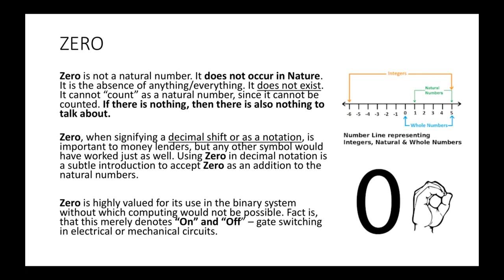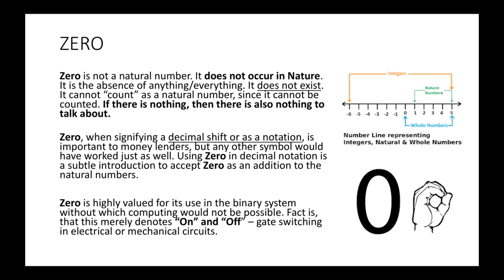So zero is not a natural number. It does not occur in nature anywhere, and basically it's the absence of anything and everything, so it can't possibly exist. It cannot count as a natural number since it cannot be counted, and if there is nothing, then there's nothing to talk about, basically. Now, that's from a natural science perspective.